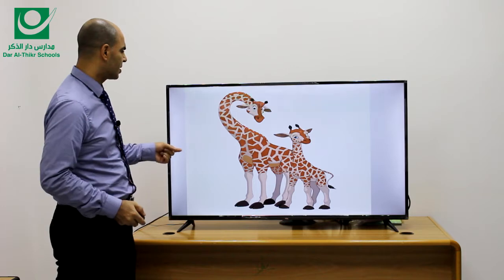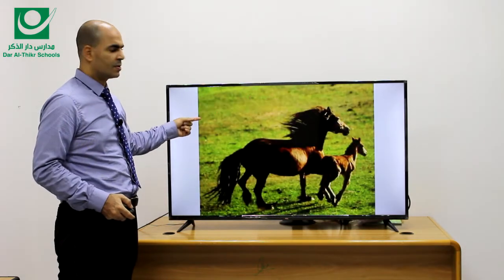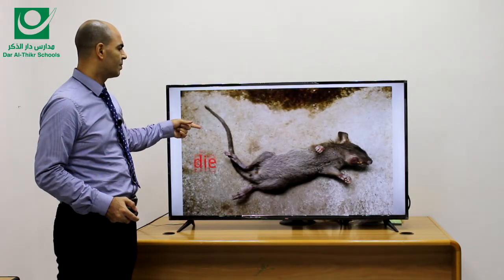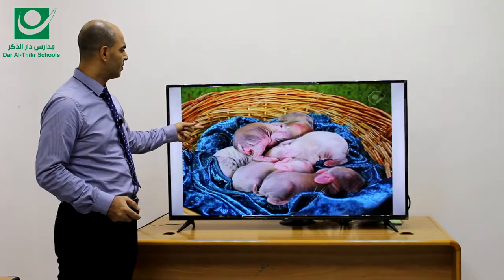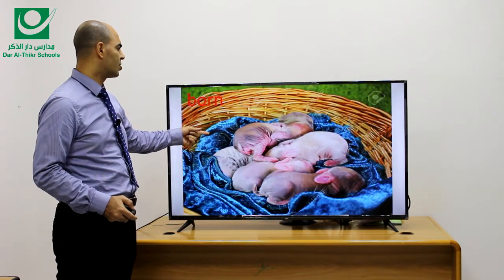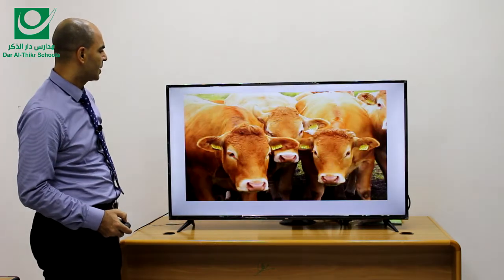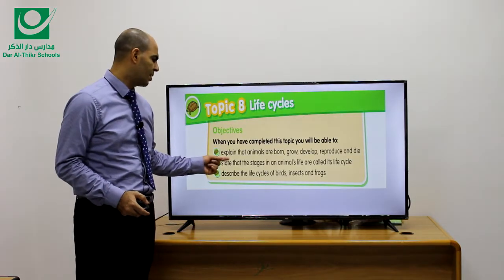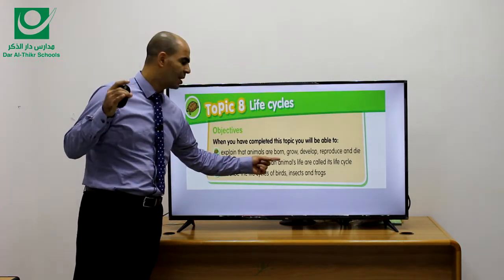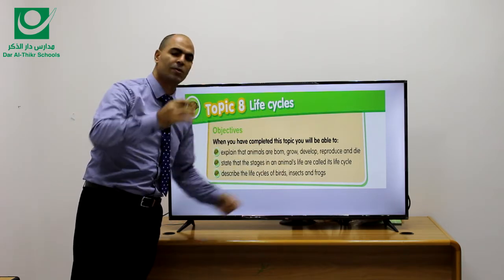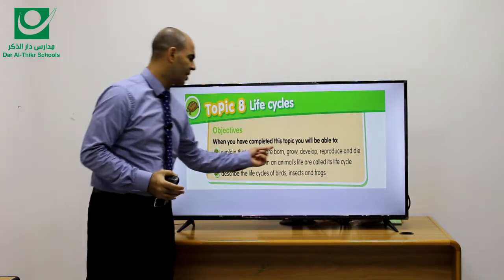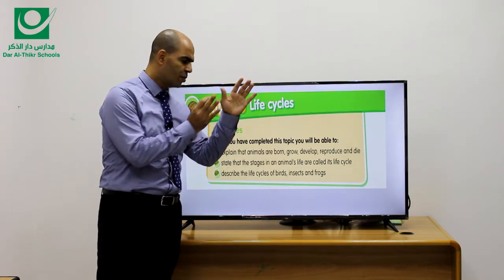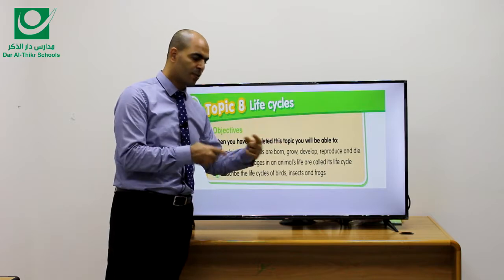So let's revise the words quickly. Again, reproduce, grow, life cycle, die, born, and age. Okay? Let's begin the lesson. By the end of this topic, we'll explain that animals are born, grow, develop, reproduce, and die. This is the life cycle of any animals. Birth, growth, development, reproduction, and death.